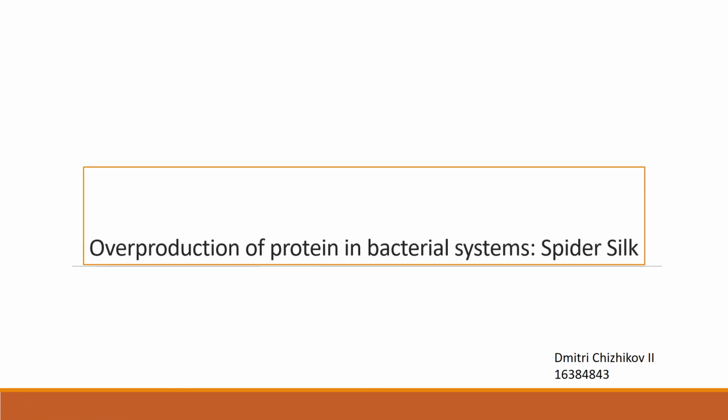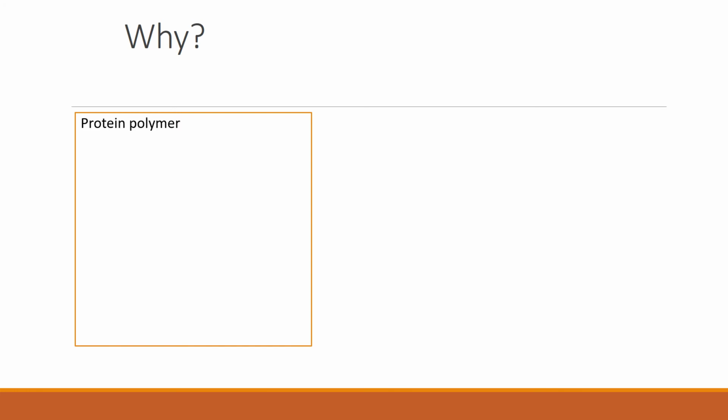Hello, my name is Dmitri, and I'll be talking about an example of overproduction in bacteria systems, and that is the production of spider silk. Spider silk is spun by all spiders, and it is a protein polymer. It is extremely effective at trapping prey, and what makes it so good at doing that is its mechanical property. It has exceptional strength, toughness, and elasticity.